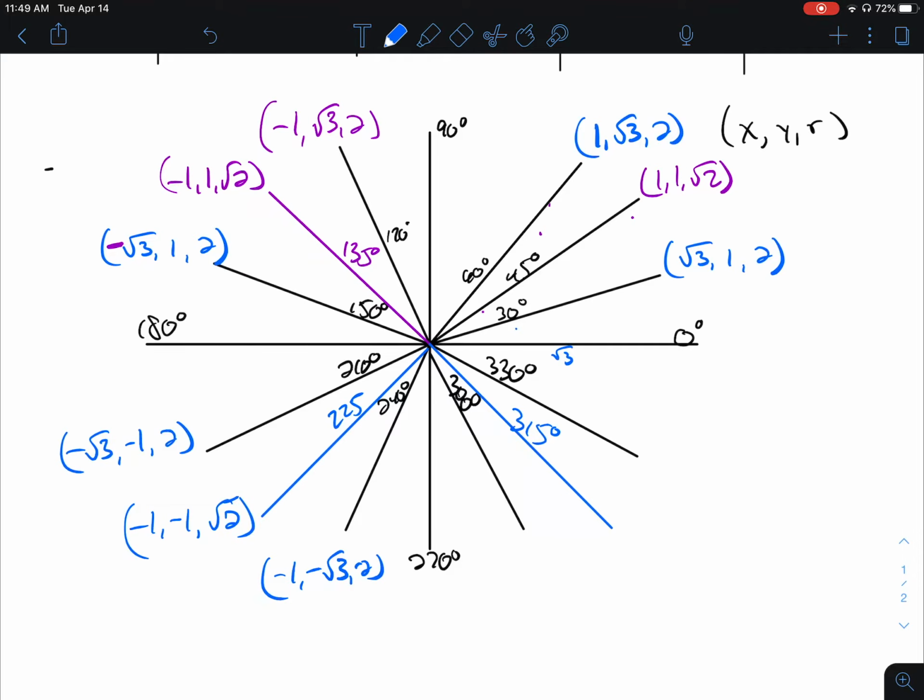R is always positive. If I go here into quadrant 4, if I take my original ordered triples, this is 30 degrees. This reference angle is also 30. So this is going to be square root of 3, negative 1, 2, because in quadrant 4, y's are negative. This reference angle is 45. This reference angle is also 45. So it's this ordered triple.